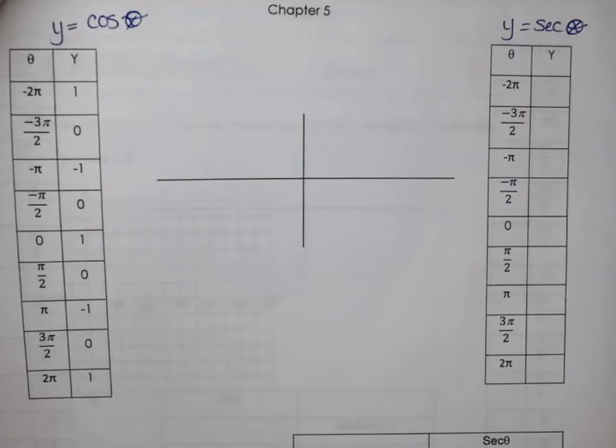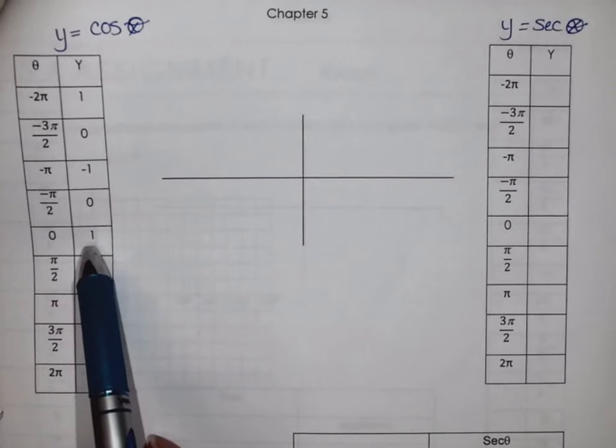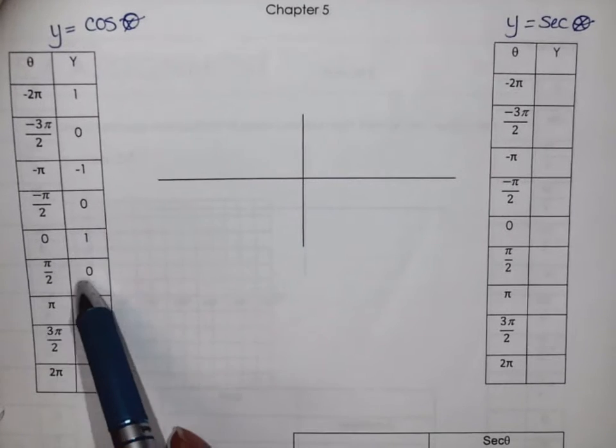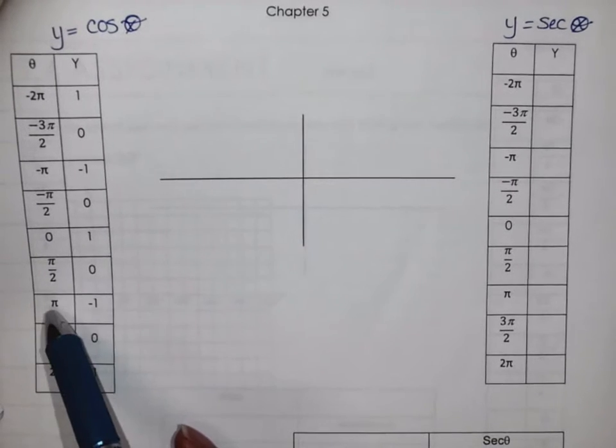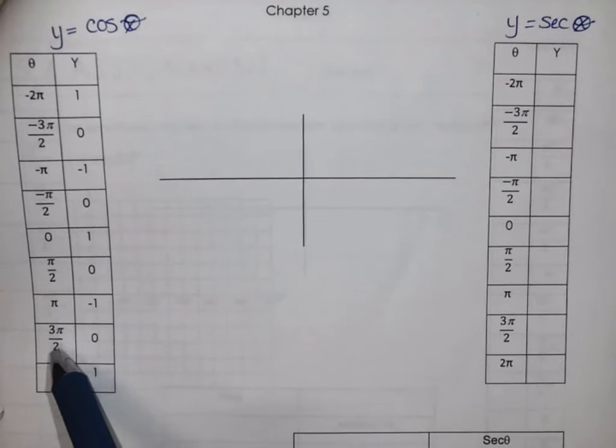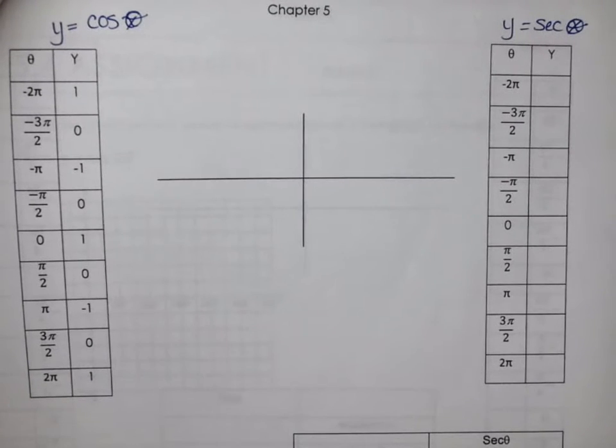Okay, so I've given you the cosine table there. That shouldn't be too much of a surprise. At 0, we're at a maximum of 1. At pi over 2, we're at 0. At pi, we're at -1. At 3 pi over 2, we're at 0 again. And at 2 pi, we're back to 1. And if we did it in the negative order, it would work as well.